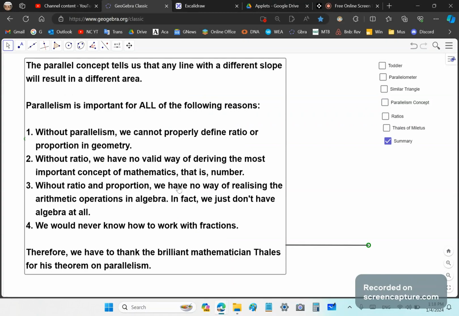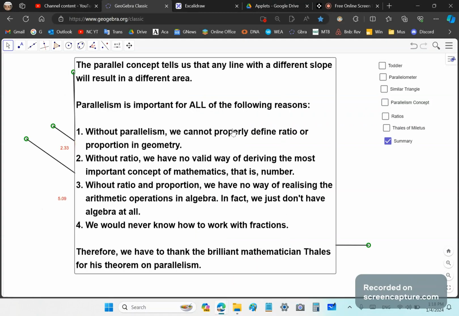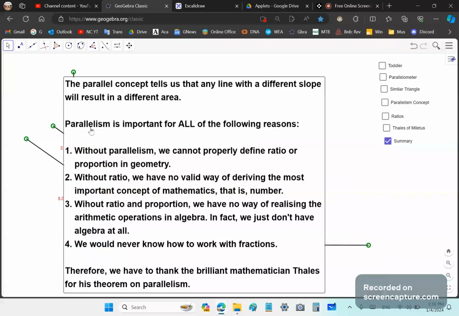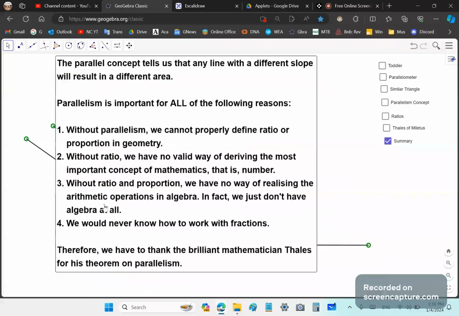Two, without ratio, we have no valid way of deriving the most important concept of mathematics, that is number. Number is the number one concept in mathematics because mathematics is the abstract science of measure and number. Three, without ratio and proportion, because from ratio we realize proportion, as I showed you, the red and blue sides are in proportion, we have no way of realizing the arithmetic operations. Just imagine the arithmetic operations in algebra, not in geometry, in algebra.